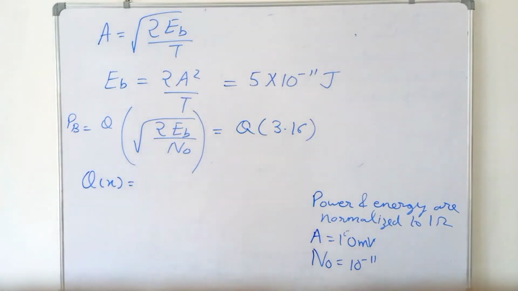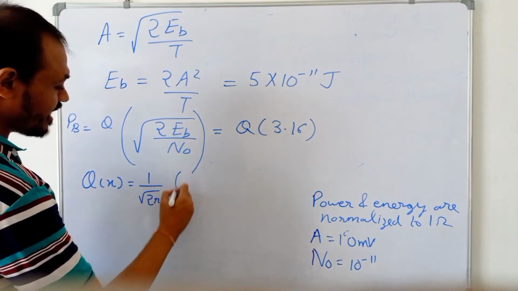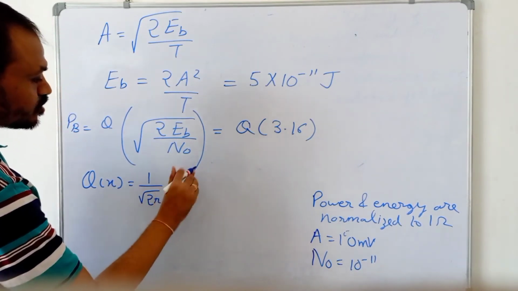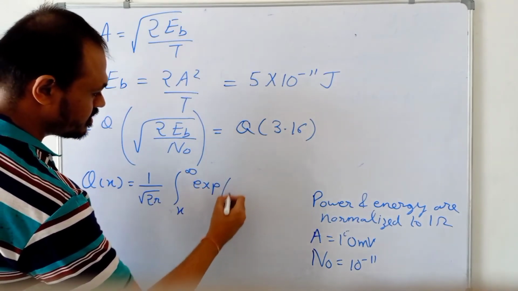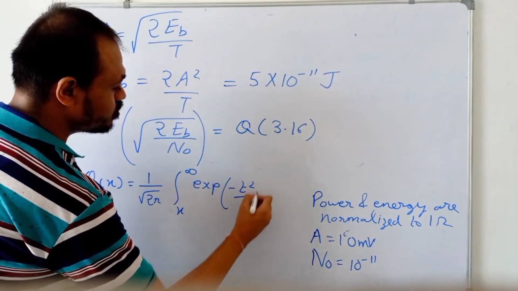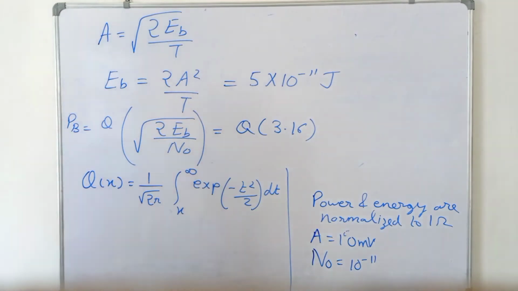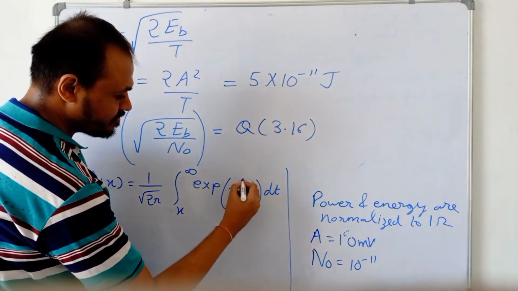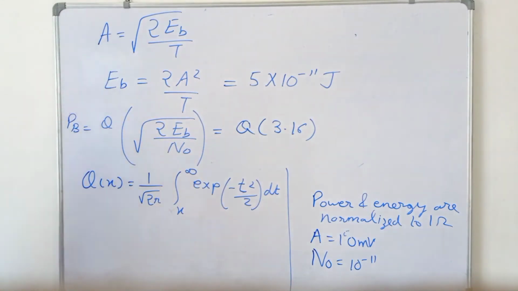is from the Gaussian distribution function. So this is given as 1 upon under root of 2 pi, integral from x to infinity of exponential of minus t square by 2 dt. This is how we have to calculate the Q function, but normally the value of Q function will be given to you in the exam.